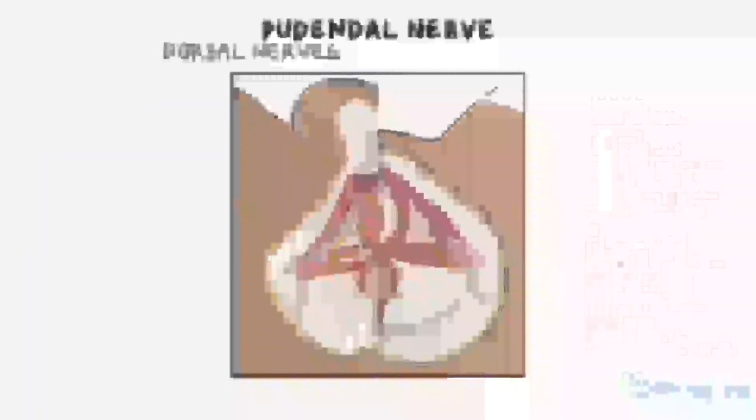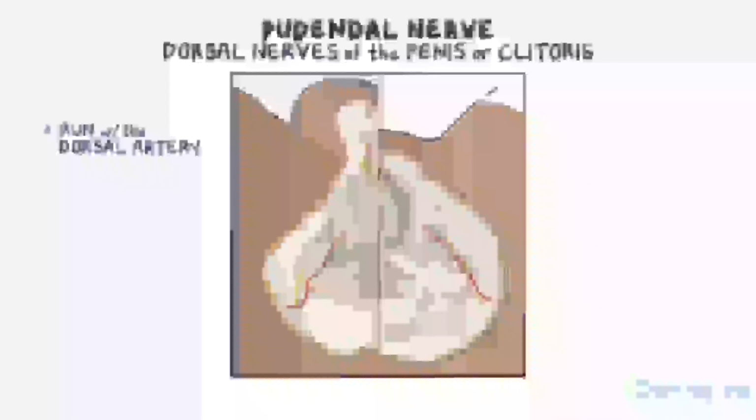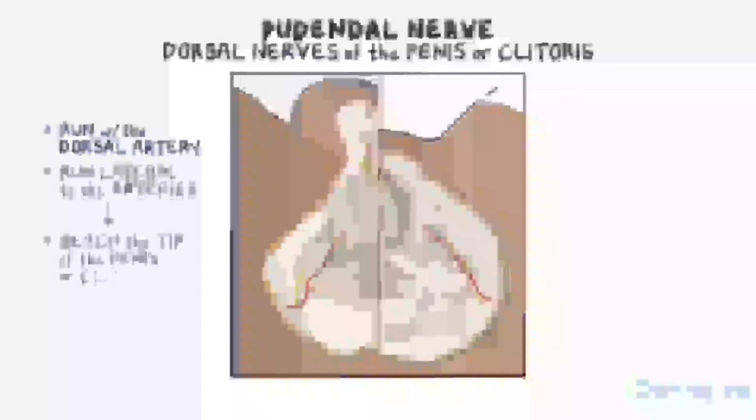Finally, the dorsal nerves to the penis or the clitoris are the main sensory nerves that supply the penis and the clitoris. These nerves run with the dorsal artery, reaching the dorsal surfaces of the penis and the clitoris. Here, the nerves run lateral to the arteries, reaching the tip of the penis or the clitoris.